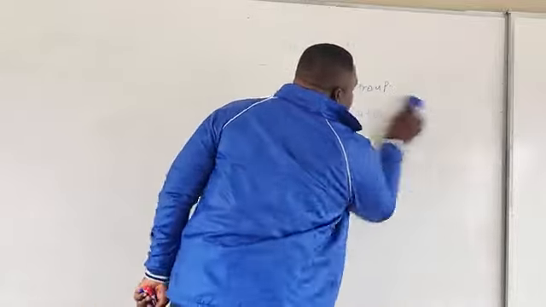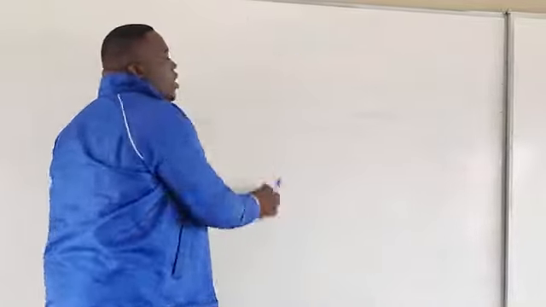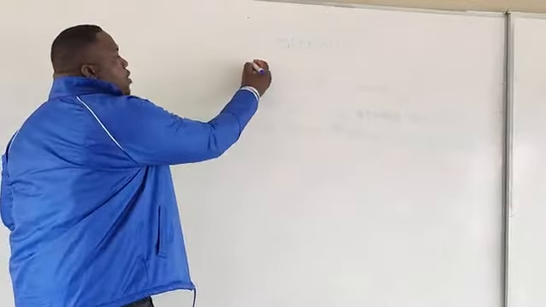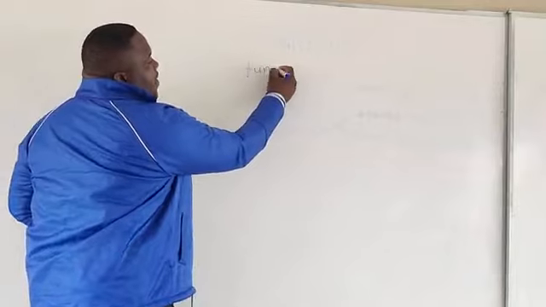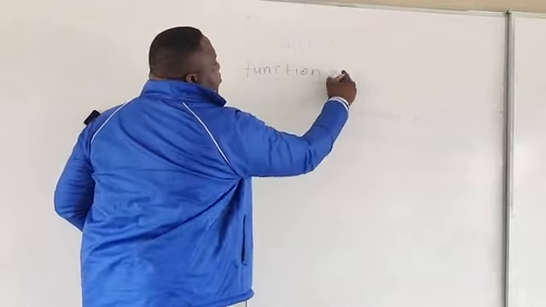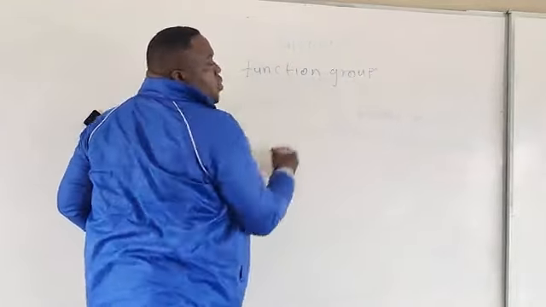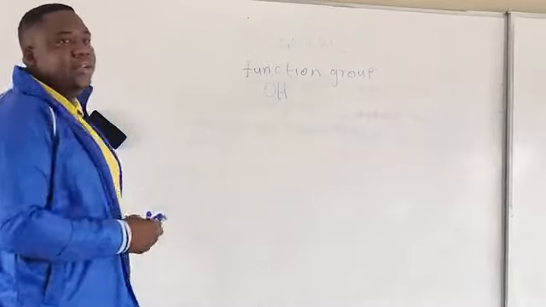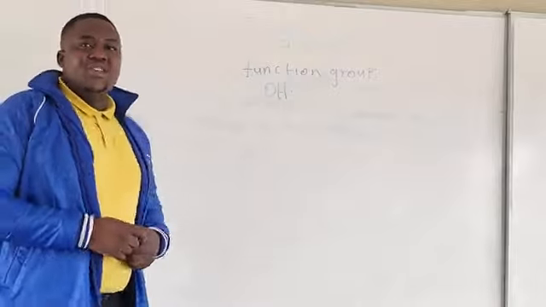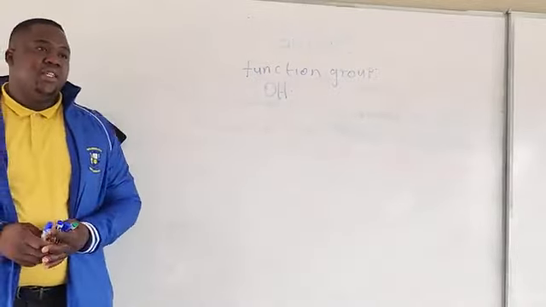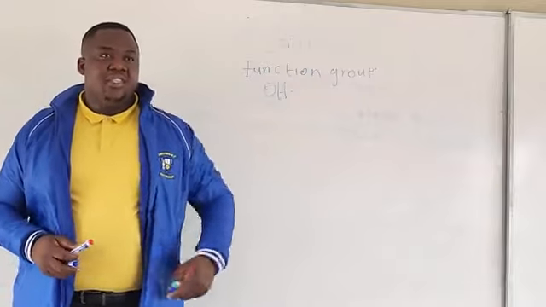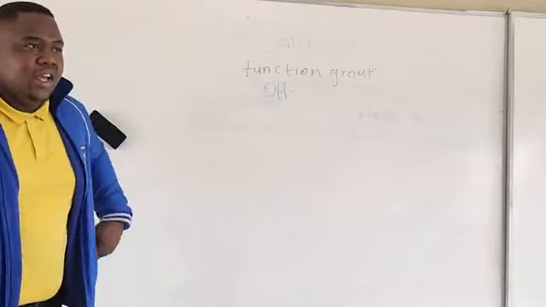Alcohols. What are the properties of alcohol? It has got a functional group which is OH. OH is coming back. Do you know OH? We learned about this in grade 11 when we were talking about acids and bases. What do we call OH?